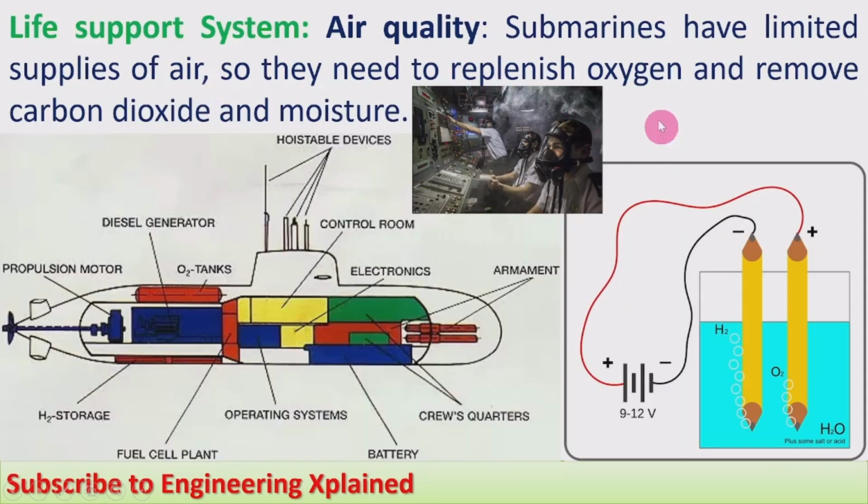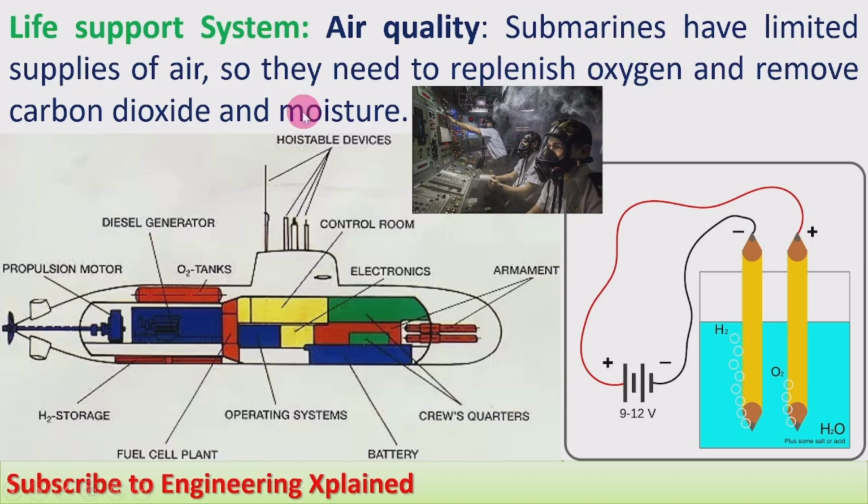Life support system, that is air quality, is one thing. The other thing is maintaining the air quality for the human beings inside the submarines, which is also very important, and that is called the life support system. One part is air quality, and the details of how their lifestyle is during working inside the submarine we can discuss separately, but briefly the air quality we will take here.